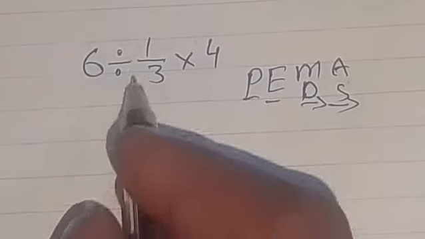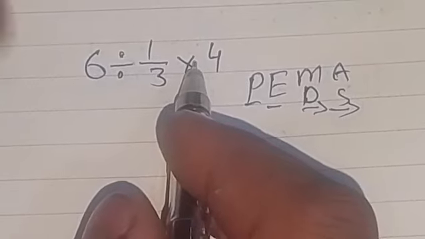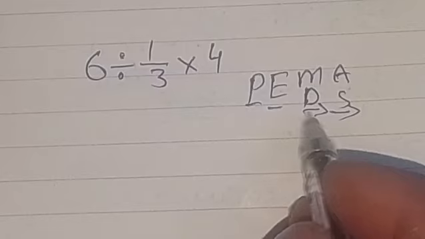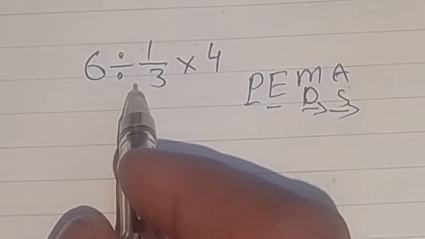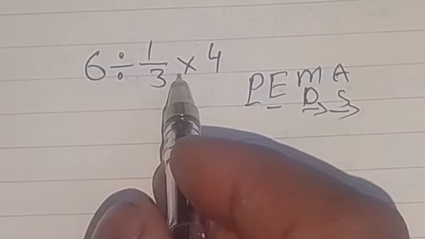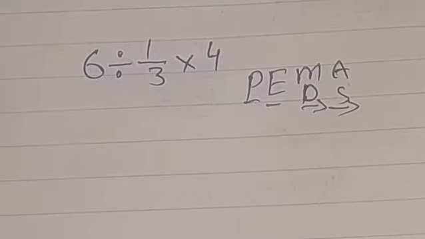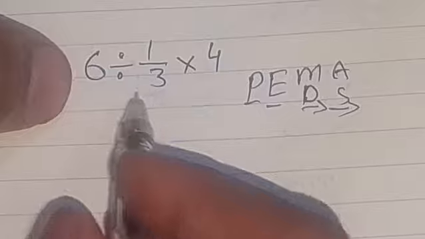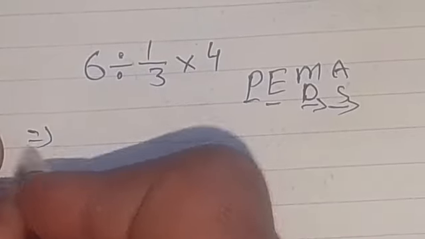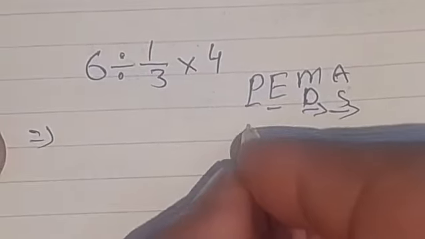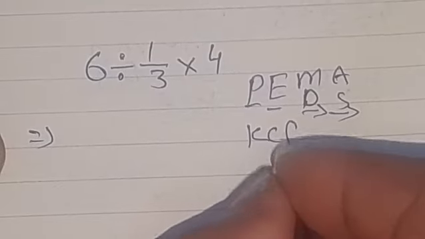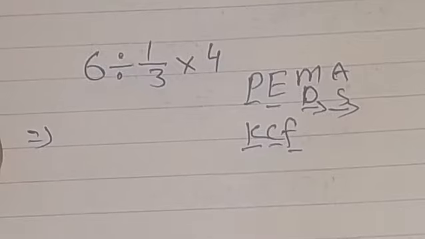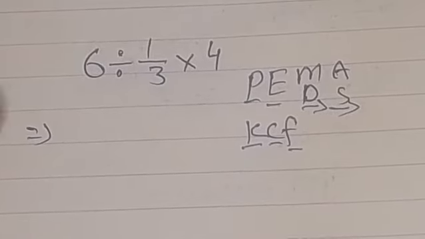Now we have one division and one multiplication. According to the rule, multiplication or division we solve from left to right. Now on the left side we have division, and then we solve multiplication. So first we solve the division. We solve it by the rules of KCF. K means keep the first fraction, C means change division to multiplication, and F means flip the second fraction.